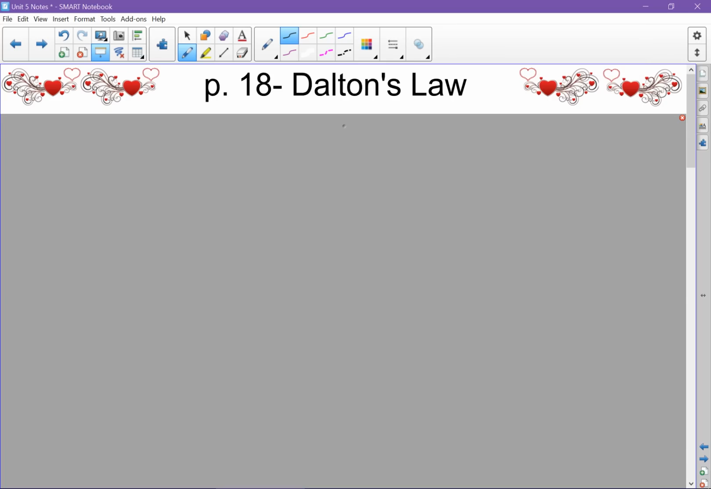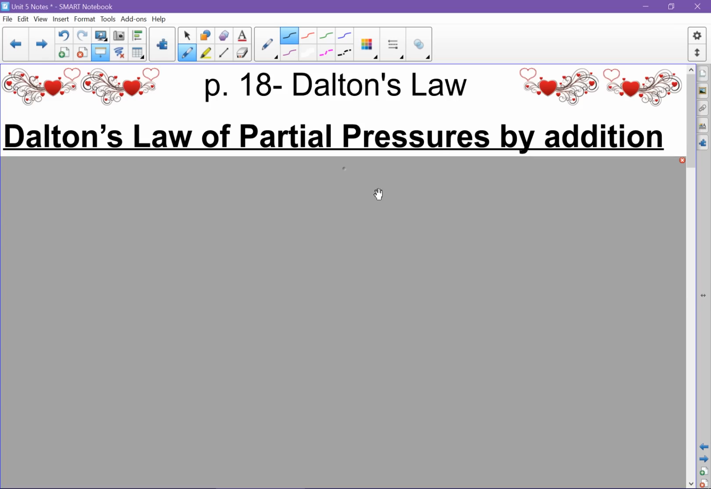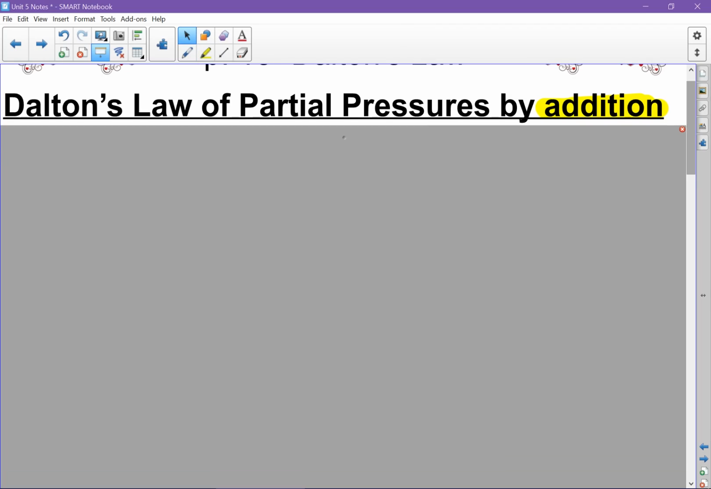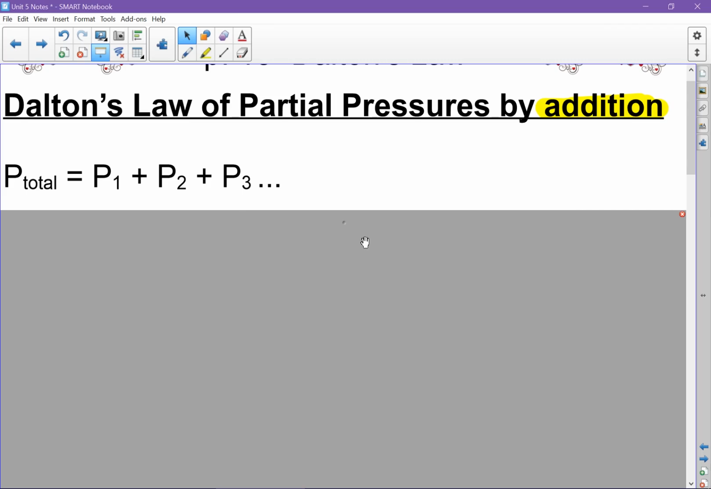Guys, today we're going to learn some more about gases, and we're going to learn about something called Dalton's law. There are two versions of Dalton's law, and the first one is Dalton's law of partial pressure by addition. Highlight that word. When we're adding the gases for Dalton's law, your formula is going to look like this. You read this as the total pressure equals P1 plus P2 plus P3.